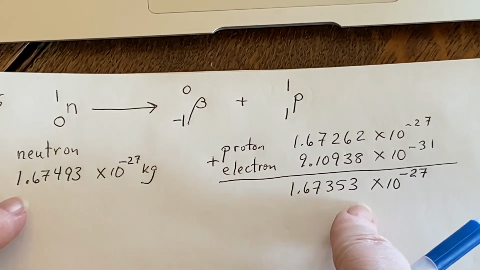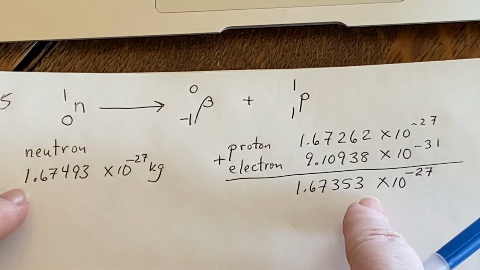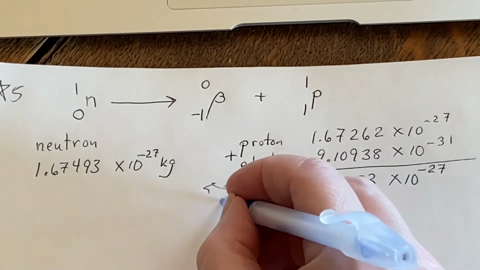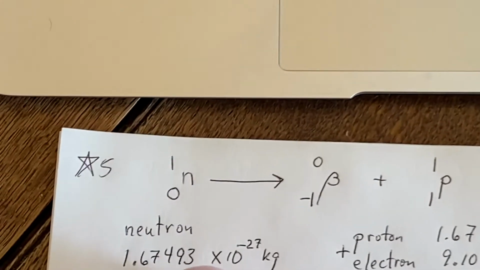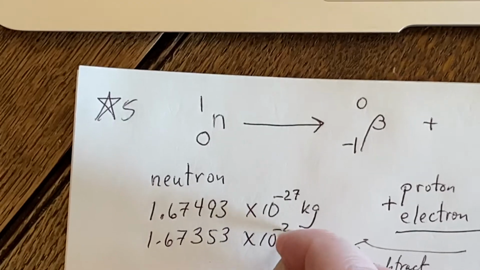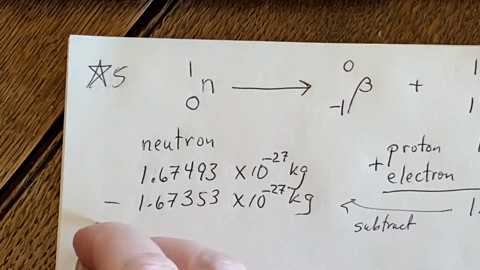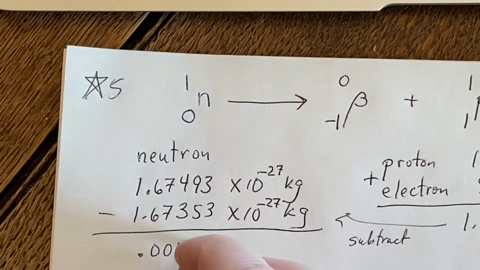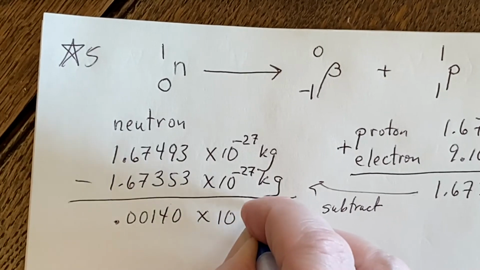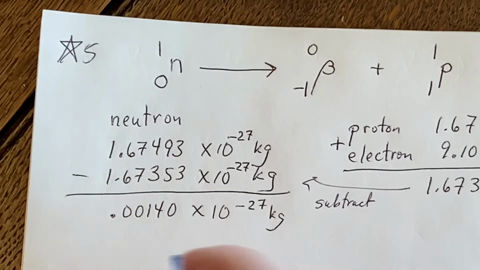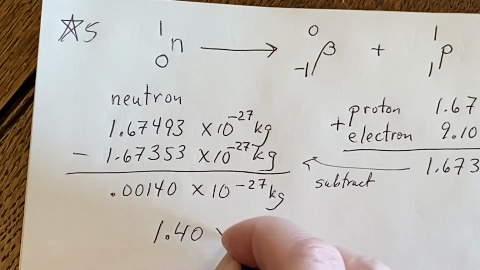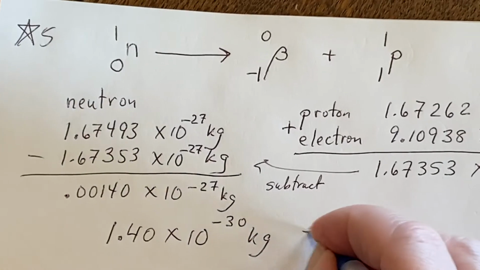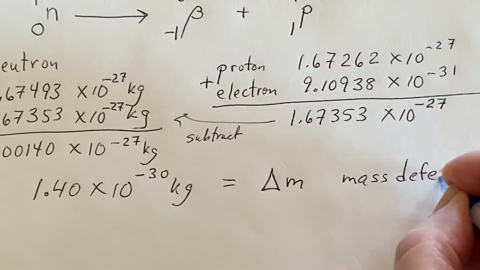So what is the mass deficit here? I am going to subtract. This one's bigger than that one. Okay, so I will subtract this from that. 1.67353 times 10 to the negative 27 kilograms. Let my calculator do it, although I will write it down this way to begin with, just so you can see since they're both negative 27, I can do that. Your calculator would tell you 1.40 times 10 to the negative 30 kilograms. That's my mass deficit or mass defect.